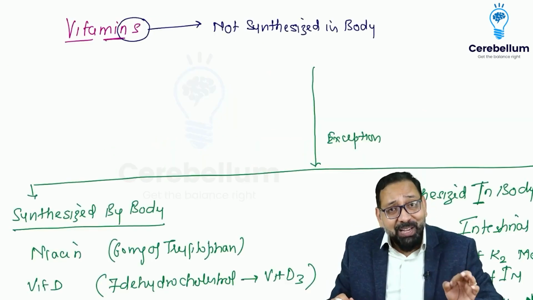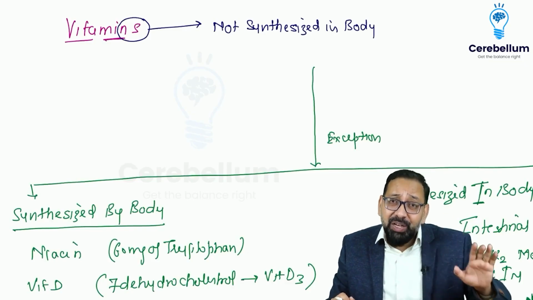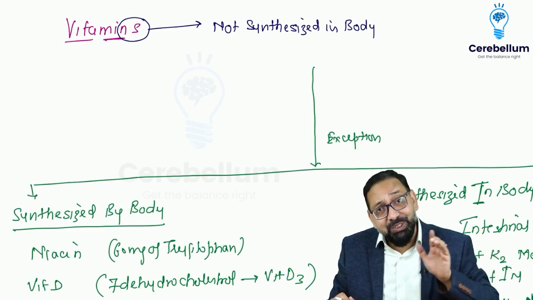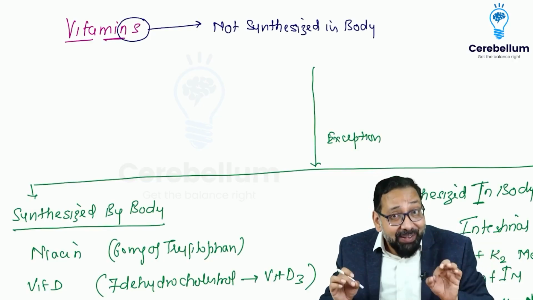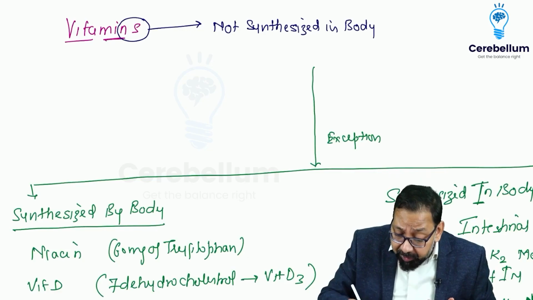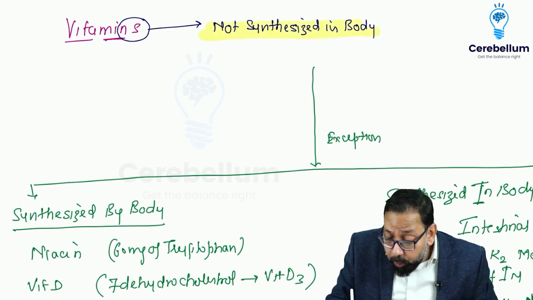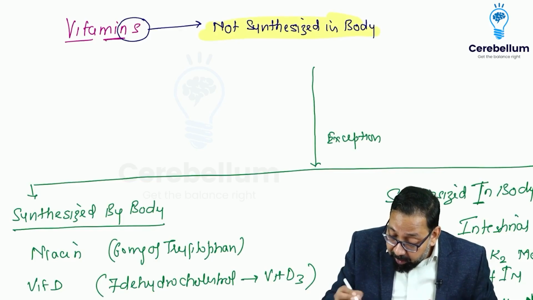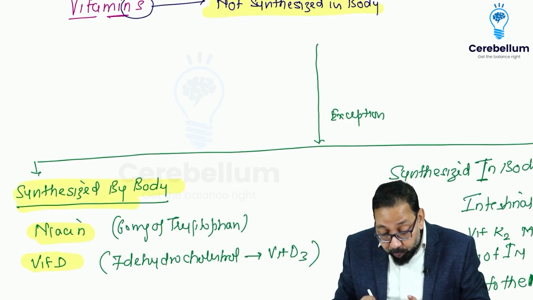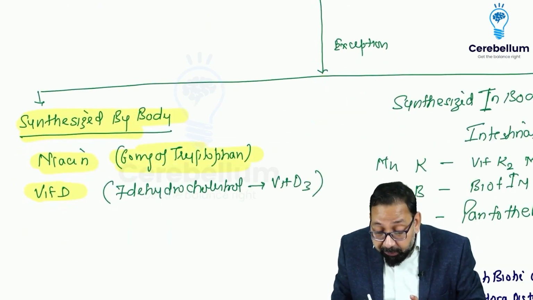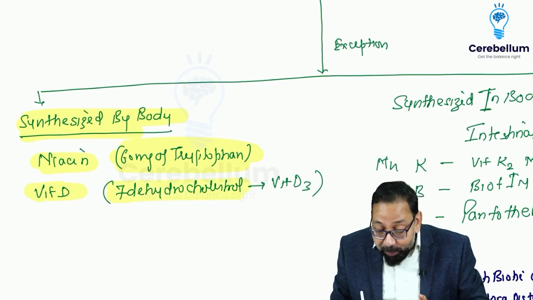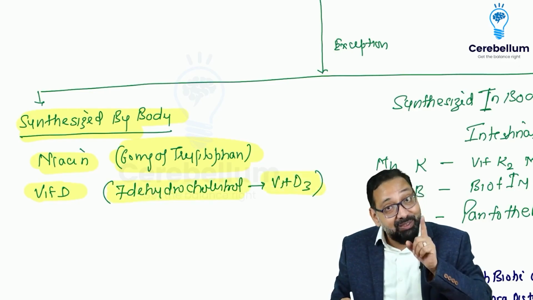Now we come to the last segment, vitamins. We have discussed something about vitamins in different topics. Now we will discuss that aspect which has not been covered and questions are asked. So vitamins are vital in minute quantity and not synthesized in our body, but a few exceptions are there. Vitamins are not synthesized in our body except vitamin D and niacin, which are synthesized by the body. 60 milligram of tryptophan gives rise to 1 milligram of niacin. 7-dehydrocholesterol is converted to vitamin D3, synthesized by the body.